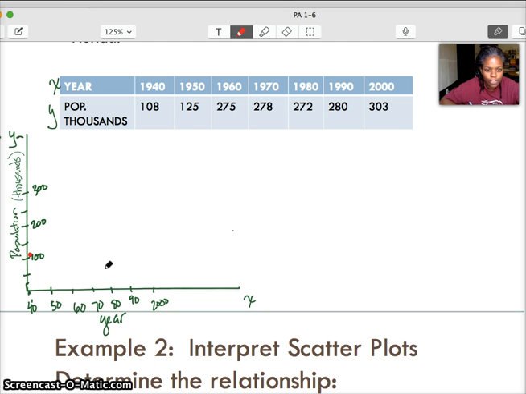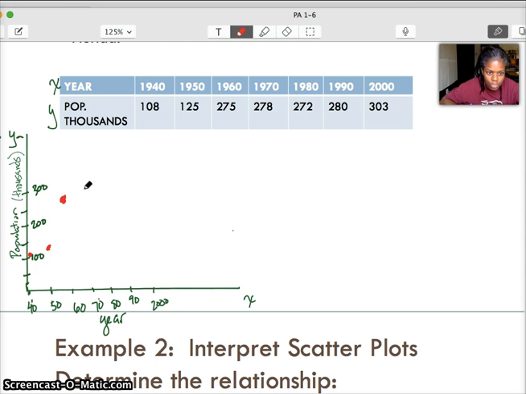In 1950, it was just over 125,000. If this is 100, this is 200. This mark means 150. 125,000 would be between that mark and the 100 mark. So between this one and this one. So again, 1960, we had a spike. We were up to 275. Here's 250. 275 would be between 250 and 300.